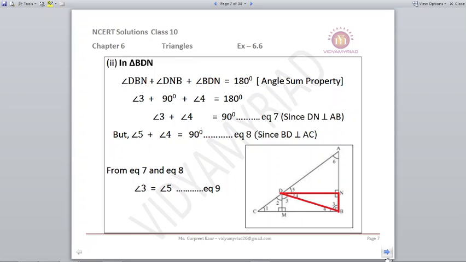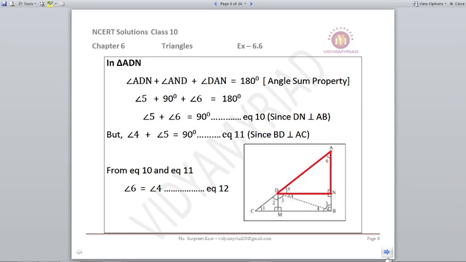So according to equation number 7, and we know that DN is perpendicular to AB, we can say angle 3 plus angle 4 is equal to 90 degrees. Now we also know that BD is perpendicular to AC. So according to that, 5 plus 4 will be equal to 90 degrees. If we take both the equations 7 and 8, we come to know that angle 3 is equal to angle 5. Okay. So now let's take another triangle, the upper triangle ADN.